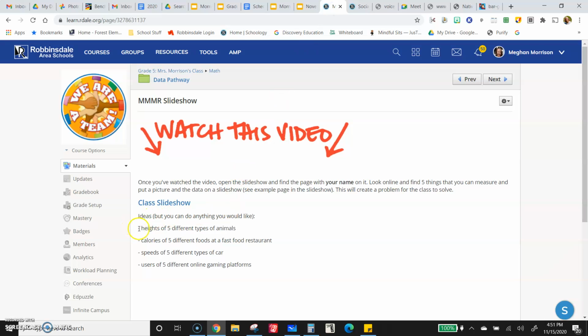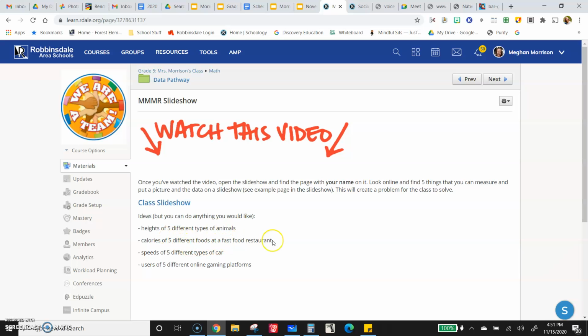Now you could put the heights or the weights of 5 different types of animals. So a koala weighs this much on average. A tiger weighs this much. A dog weighs this much. A dolphin weighs this much. And a shark weighs this much. Whatever you'd like. You could do how much food they eat.